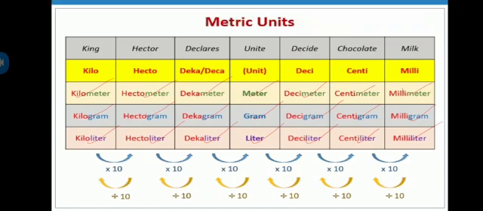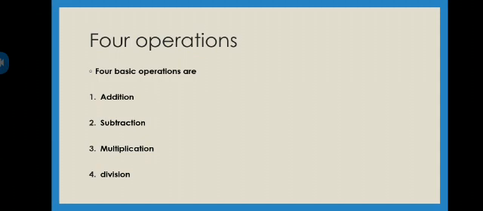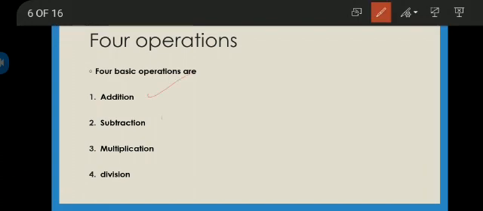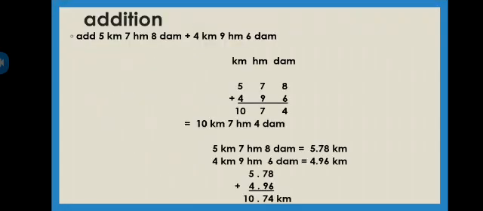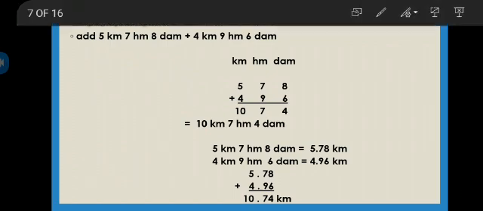So students, using this table, we can do 4 operations involving these measuring units. So students, you all know that 4 basic operations are addition, subtraction, multiplication and division. So students, we will discuss one by one by taking examples. Okay, so let us take an example.